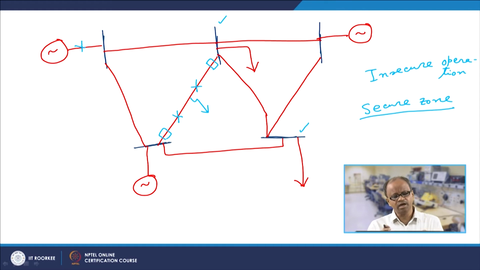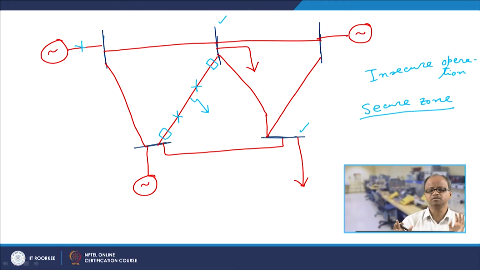Again these voltage magnitudes will change, and also some current flow or some real power flow or some reactive power flow may go out of their limits. If they do, then again there is a chance that the system is going into the insecure operation zone, but if they do not, then we say that the system is operating in the secure zone of operation.